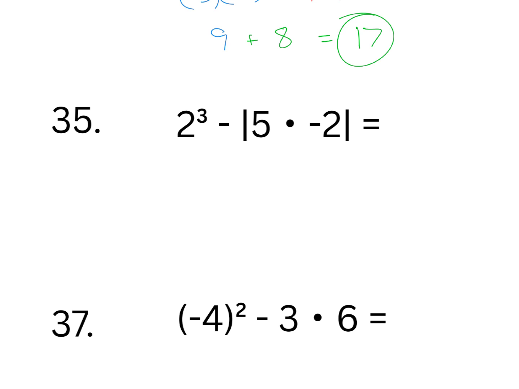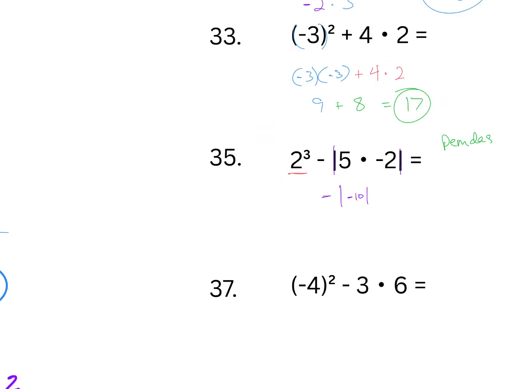2 cubed minus the absolute value of 5 times negative 2. So we have several things going on here. We have parentheses. These are like parentheses. So we can do what's inside of them. And so what we get is the absolute value of 5 times negative 2. That's negative 10. And then really we can go ahead and do this too.